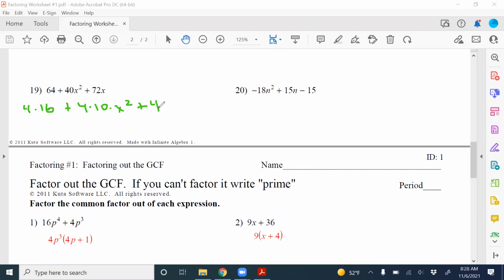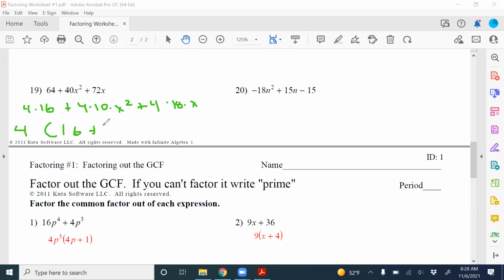And feel free to use a calculator if you need to. Like if you can't do 72 divided by 4 in your head, feel free to use a calculator. Your cell phone could work, or a normal graphing calculator, or a computer, or Desmos, anything like that. 4 times 18 times x. So they all have 4s in common. But I could probably break this down even more. But let me just pull the 4 out, just get that out of the way.